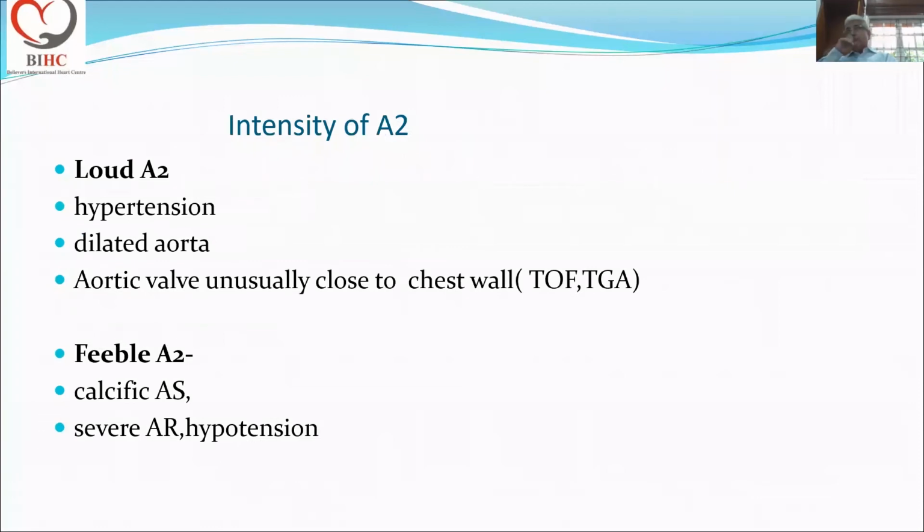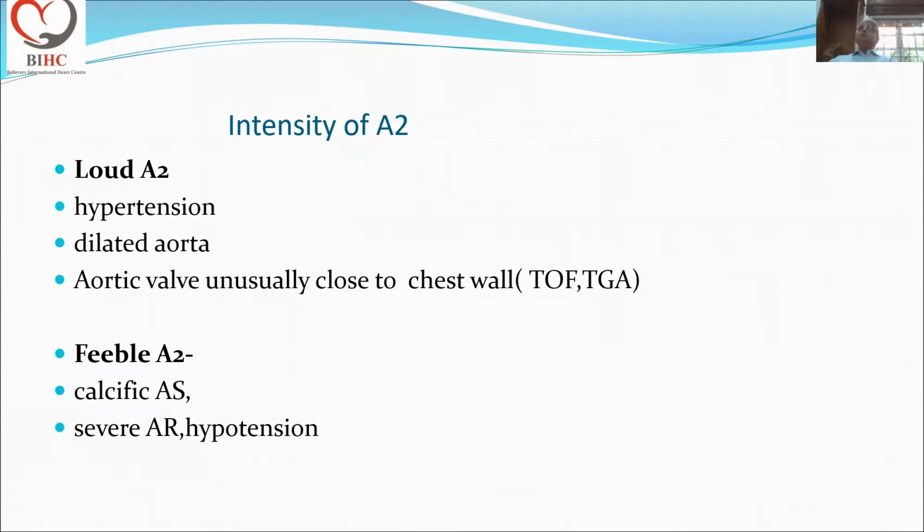The intensity of A2, we were speaking of intensity of P2 so far. A2 can be loud or dull. A loud A2 is a feature of hypertension, dilated aorta, or the aortic valve is unduly close to the chest wall. An undue proximity of the aorta to the chest wall happens with tetralogy fellow as the aorta is dilated, or transposition as aorta is right and anterior as the anatomic feature of transposition.